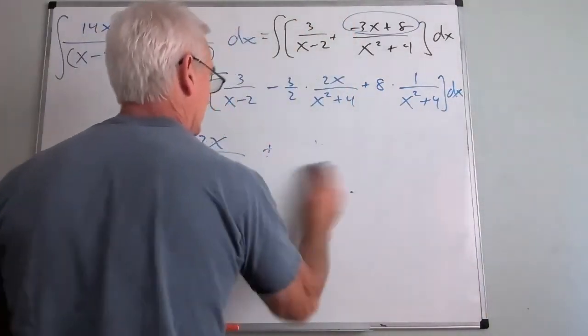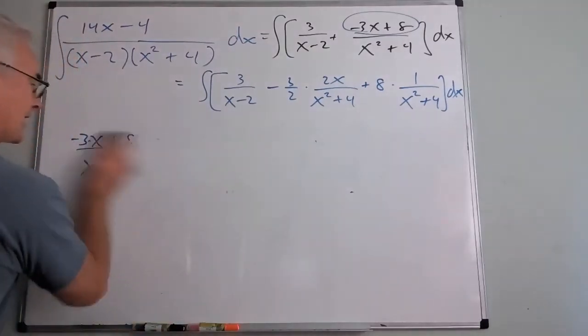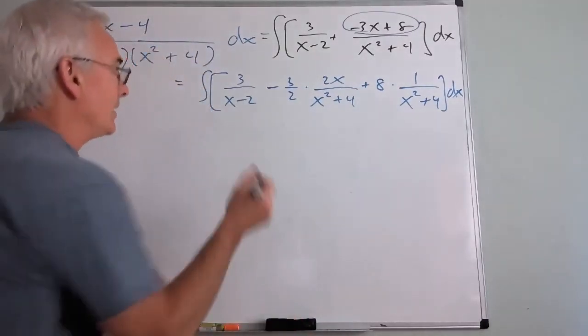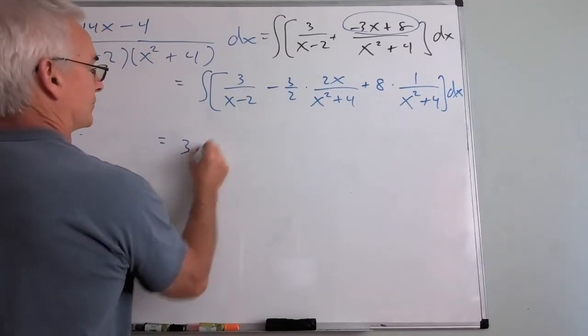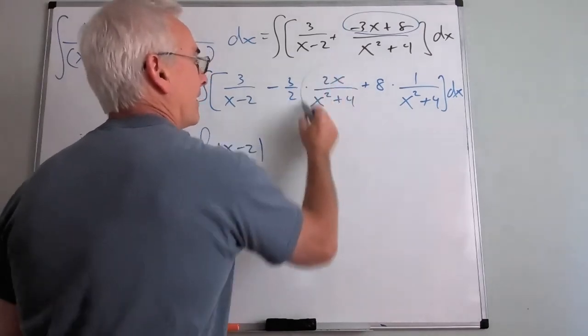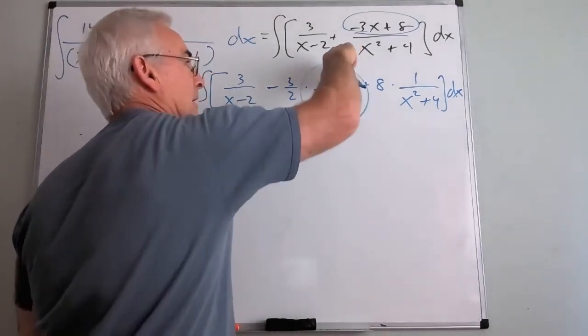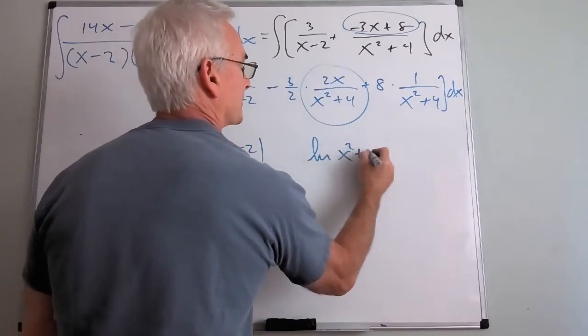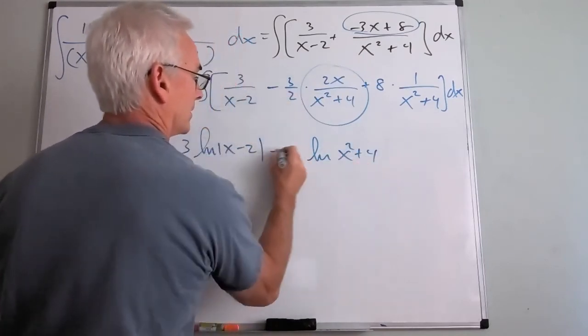It is totally legal to do u sub. But remember yesterday I said if you see it right in front of you, if it's sitting right there, well, let's do the first one. That's 3 log x minus 2. If that's my u, that's my du. So that is log x squared plus 4. I'm going to hold off for a moment.